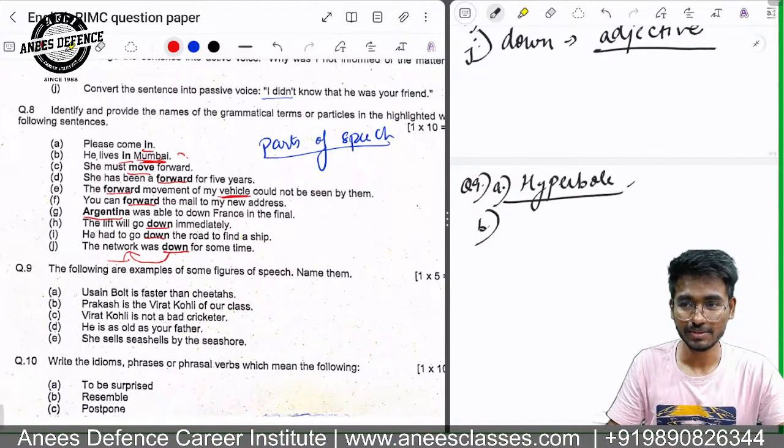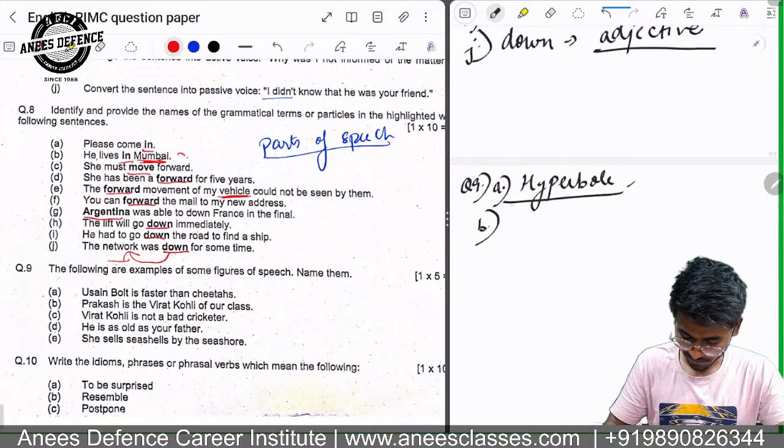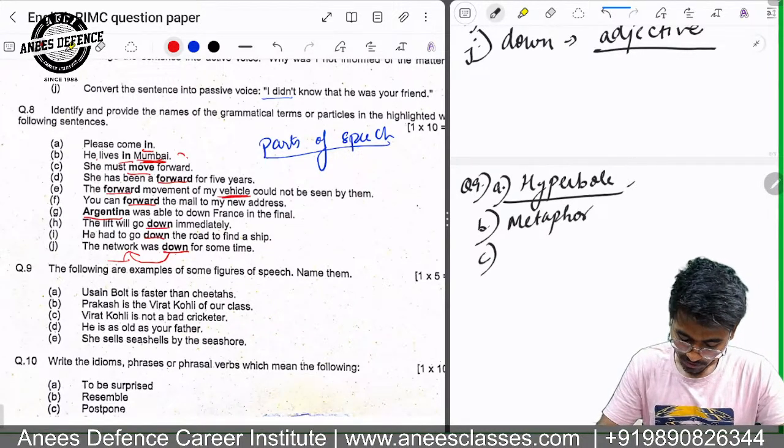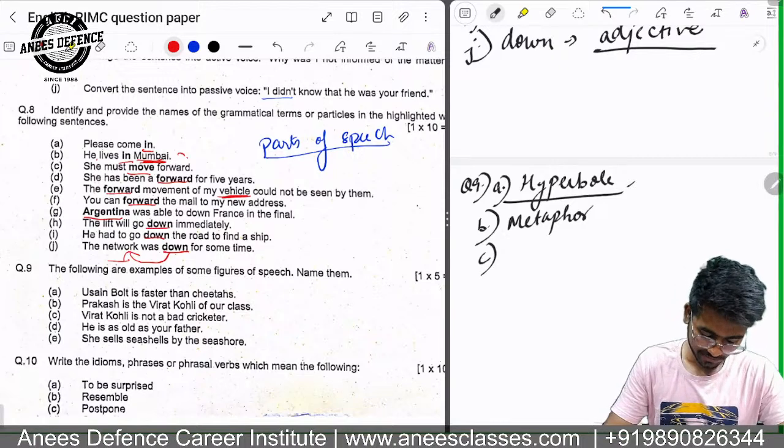Next, Prakash is the Virat Kohli of our class. Here we are comparing. So comparison means what? Metaphor. Okay. Virat Kohli is not a bad cricketer. This is known as litotes.